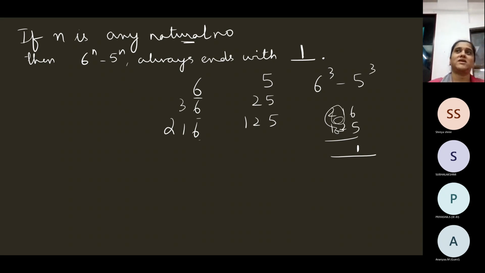Oh, 0 is possible only when the power is 0. 6 to the power 0 is 1. 5 to the power 0 is 1. 1 minus 1 is 0.